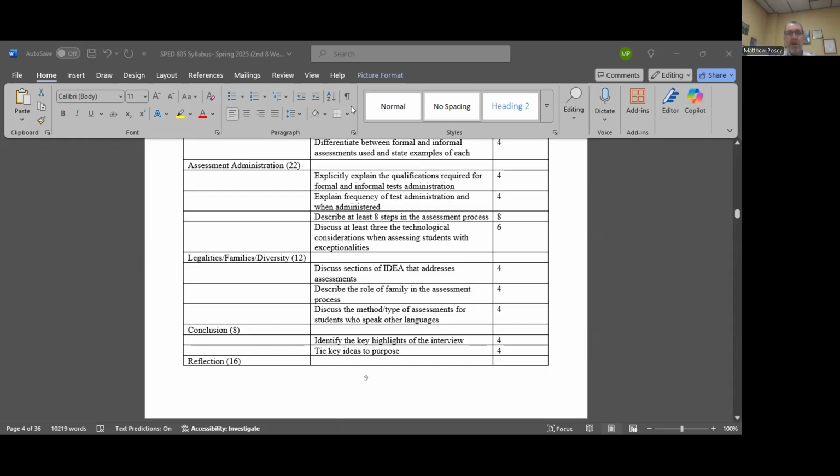Next thing I'm going to do is stop screen share, and I'm going to go over and open up my course shell real quick and show you where to locate a couple items. Bear with me just a minute here. Kind of show you where to locate the items, where to sign up for the groups to get you started.